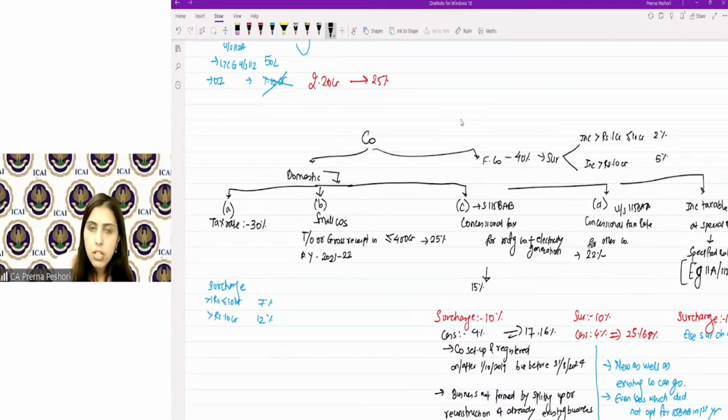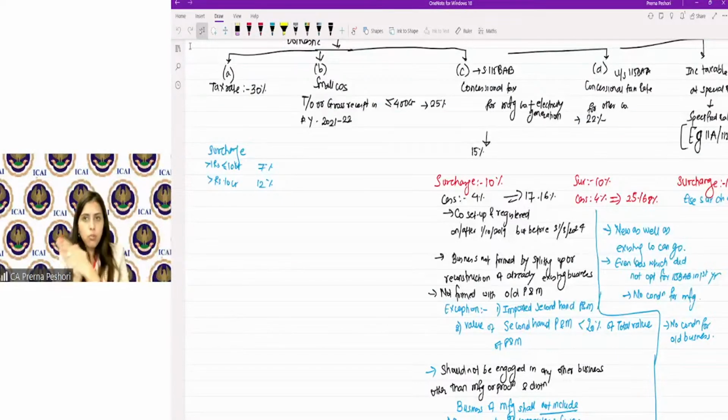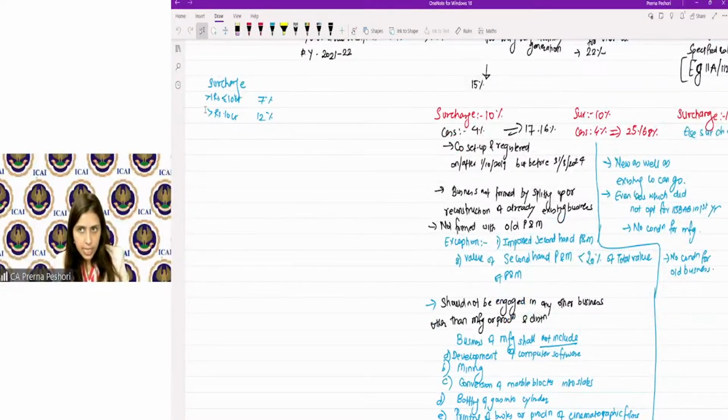Okay, fine. So quickly revising one last time so that it's consolidated. Tax rate 30%, small companies 25%, turnover of 21-22 needs to be seen. 115 BAB, 115 BAA. 115 BAB is for manufacturing company and electricity generation company. 115 BAA is a 22% concessional rate. For 115 BAB, the conditions are: company set up after 1 October 2019 and before 31st March 24, not formed by splitting up or reconstruction, not using old plant and machinery. Old plant and machinery is allowed only to the extent of 20% of total value of machinery, or if it is imported. These conditions are not there under 115 BAA.